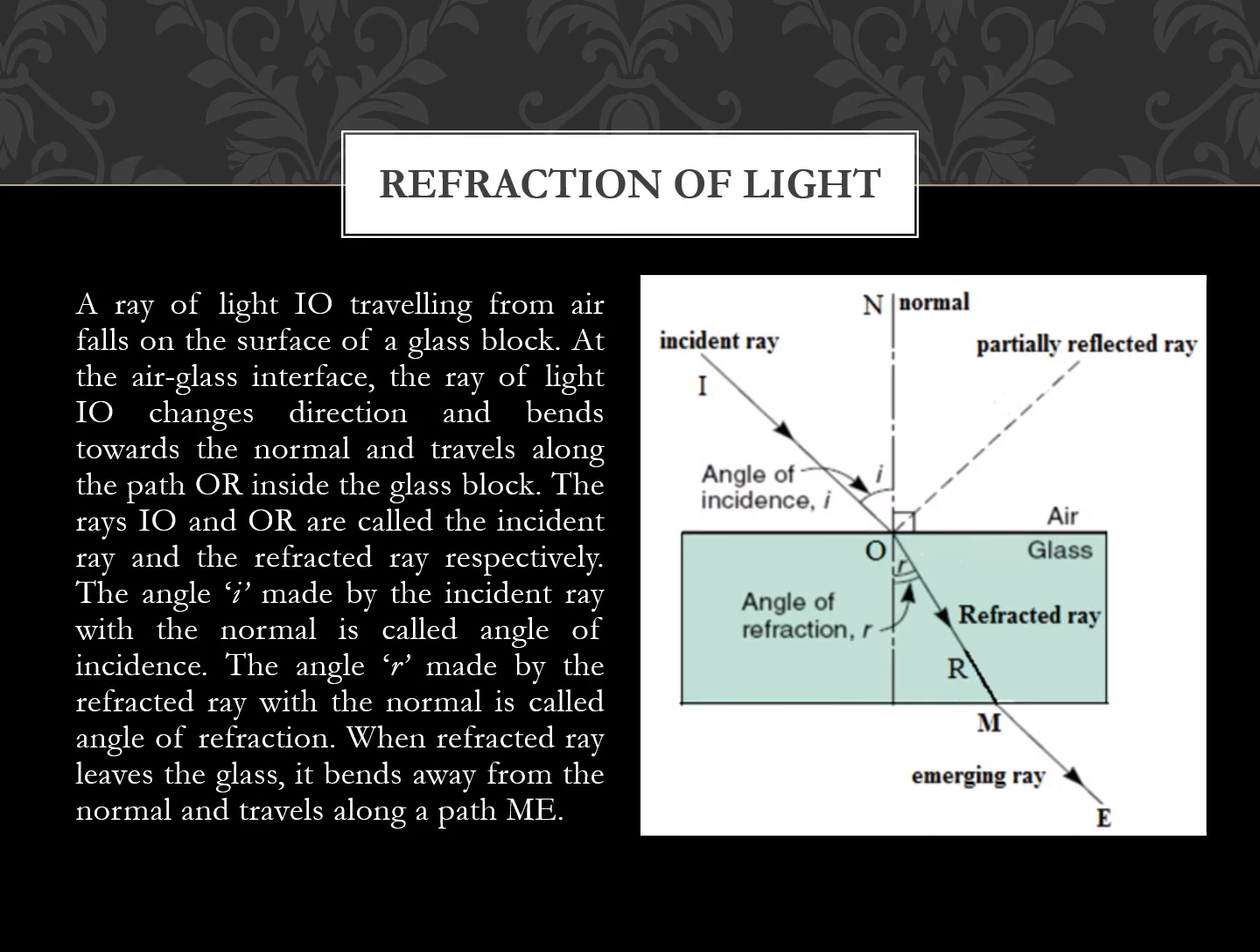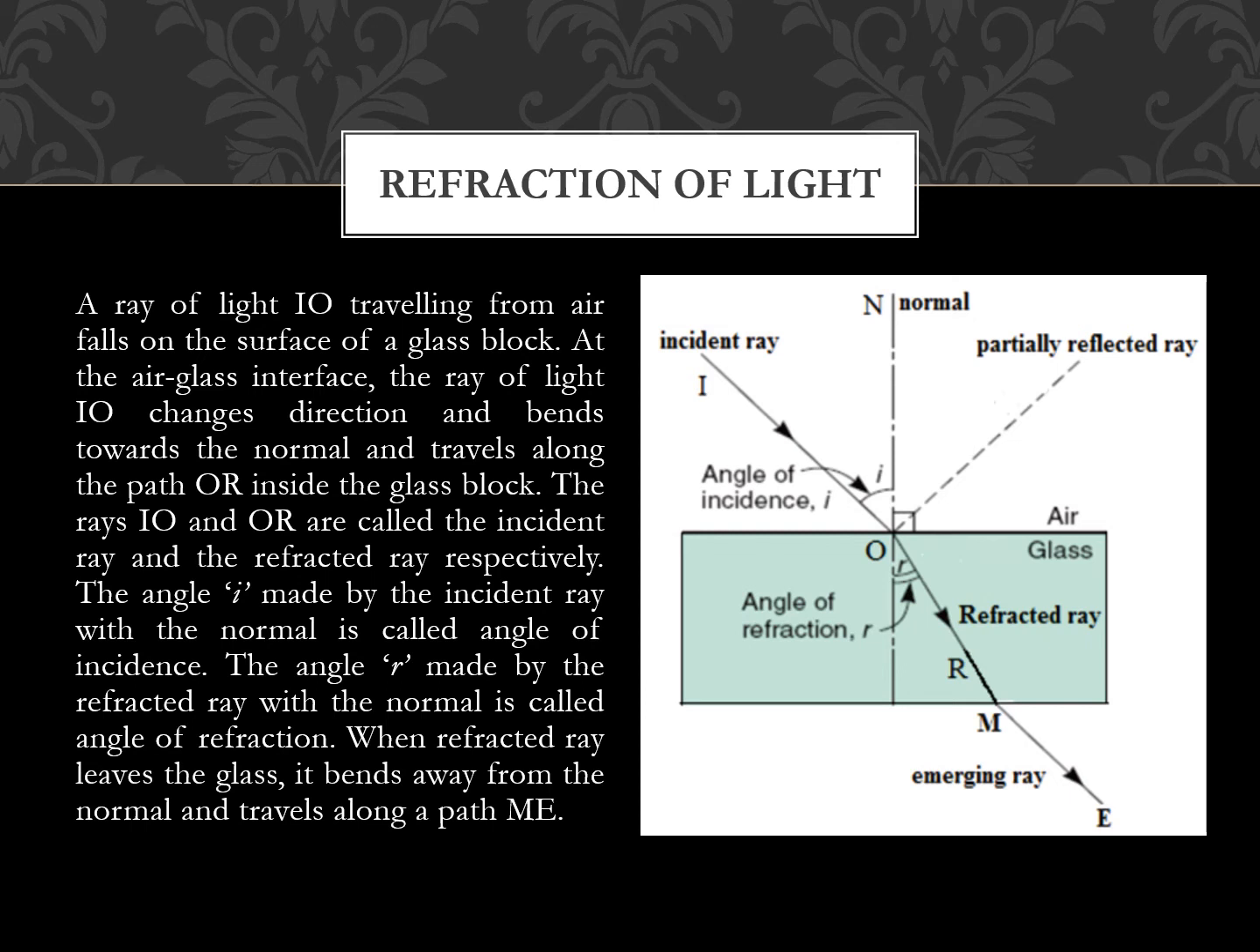Now we are going to discuss refraction of light through a glass slab. This is a very important practical as well, and inshallah you are going to perform it by yourself in the lab. As you can see, the incident ray, which is represented by the line OI, traveling from the air, falls on the surface of the glass block. When it falls on the surface of the glass block, the ray of light IO changes its direction and bends towards the normal.